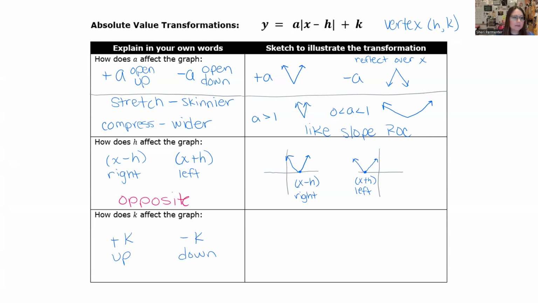So I'm going to show you that. Let's graph that. So this would be a positive K. And this would be a negative K. So K moves exactly the way you think. The only thing that's opposite is the H. H is opposite.